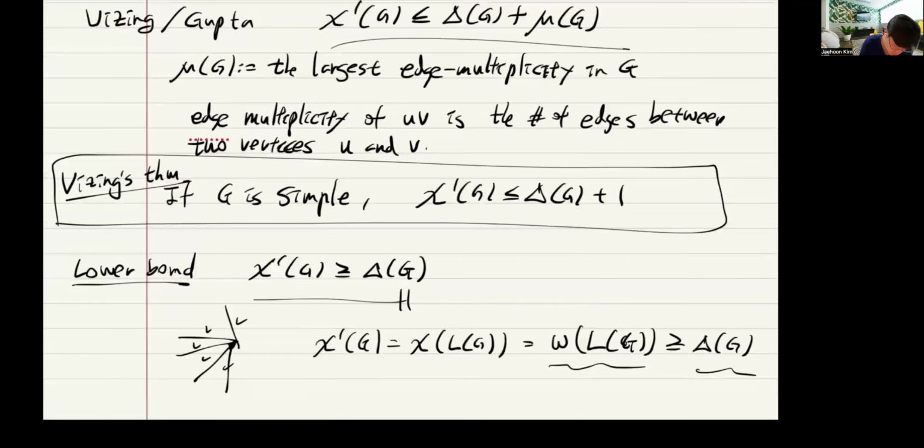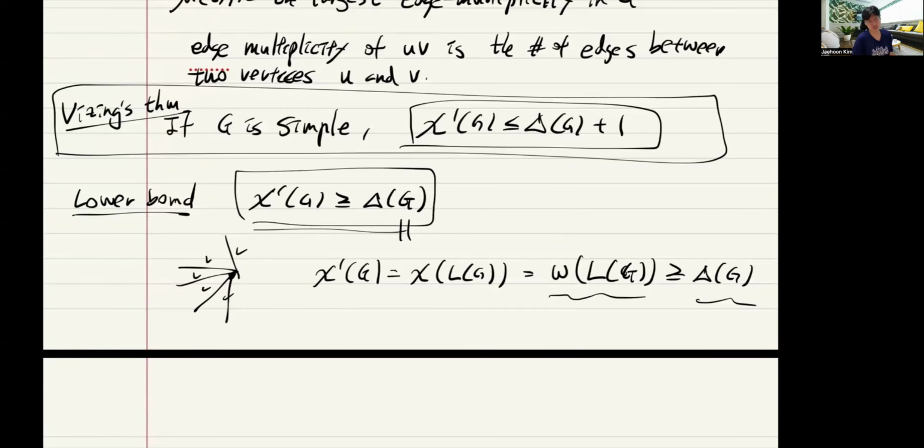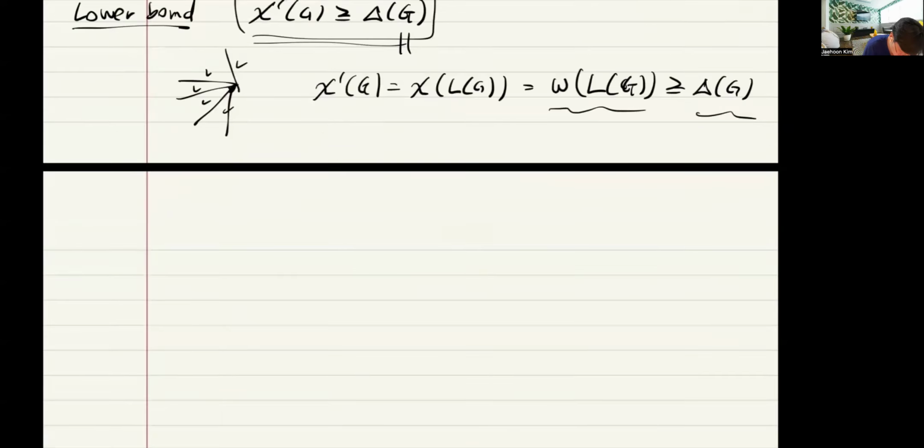Okay. So based on these two, we have only two cases. Its chromatic index is either delta or delta plus 1. This is much simpler than the chromatic number case. The chromatic number could be anything between 2 and the maximum degree plus 1. But here you have only two cases: it's either the maximum degree or the maximum degree plus 1.